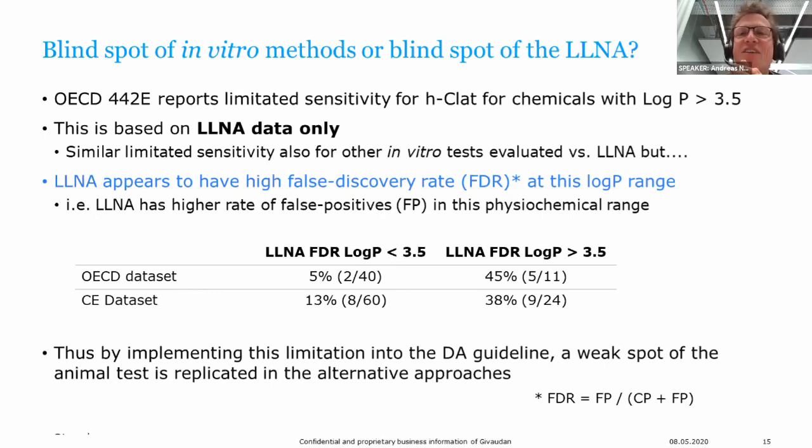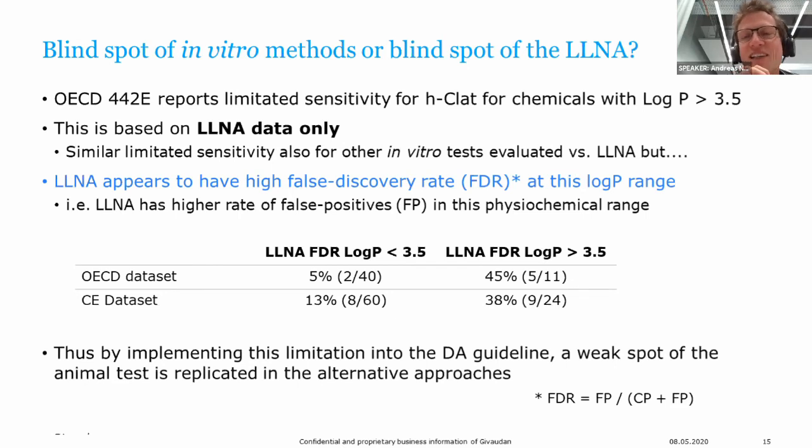And this is an interesting case, because what our colleagues developing the h-CLAT found very early is that the h-CLAT has a quite limited sensitivity for very lipophilic chemicals, but they only looked at LLNA data and found this limited sensitivity. And later it was found that other in vitro tests always had a limited sensitivity against the same chemicals, whichever in vitro method was looked at. And then the question was, is it really the in vitro data or is it the LLNA?